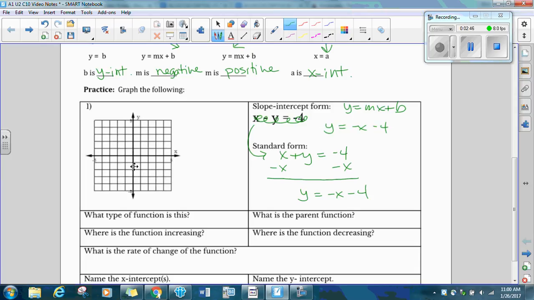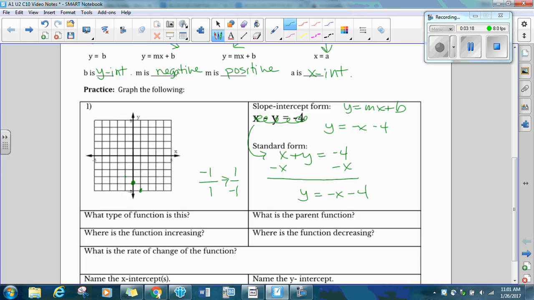I'm going to go over here and graph. So let's see, I'm going to start at -4 on my y-axis. And then I have a slope of -1. -1 means down 1 to the right 1. So down 1 to the right 1. Unfortunately, I can't go any farther down because I don't have any more grid left. So I'm going to go the opposite of that. The opposite of that is up 1 to the left 1.